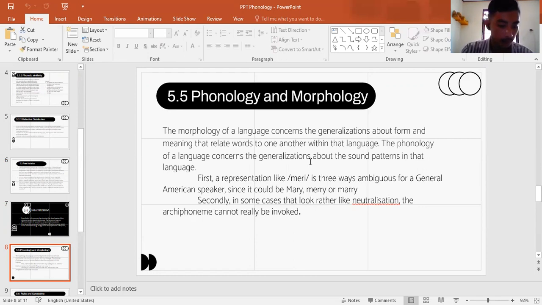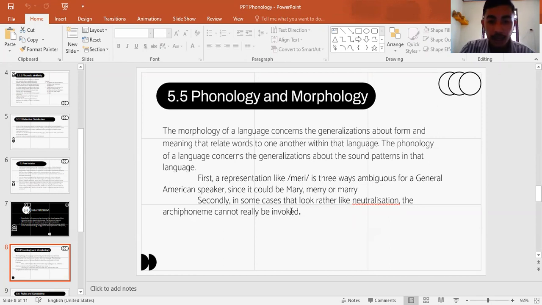The first, representations like Mary are potentially ambiguous for a general American speaker, since it could be Mary, Mary, or Mary. This might in fact be quite appropriate because the three sound the same at the phonetic level, but it would be helpful to have a way of identifying somewhere in the phonology just which is which.